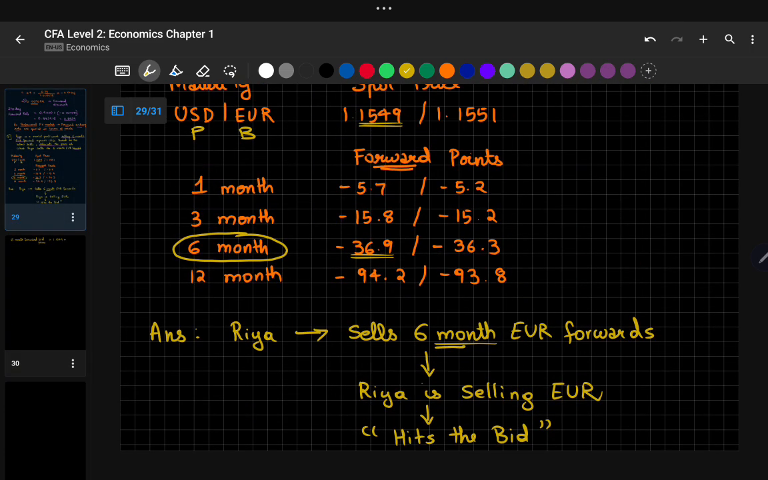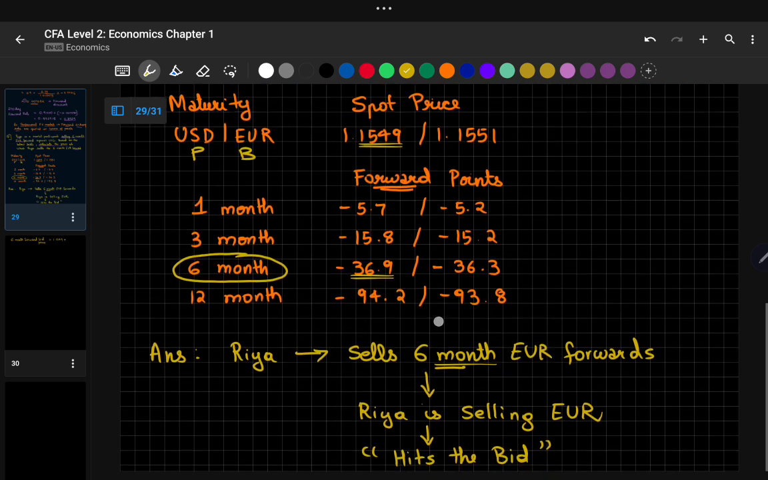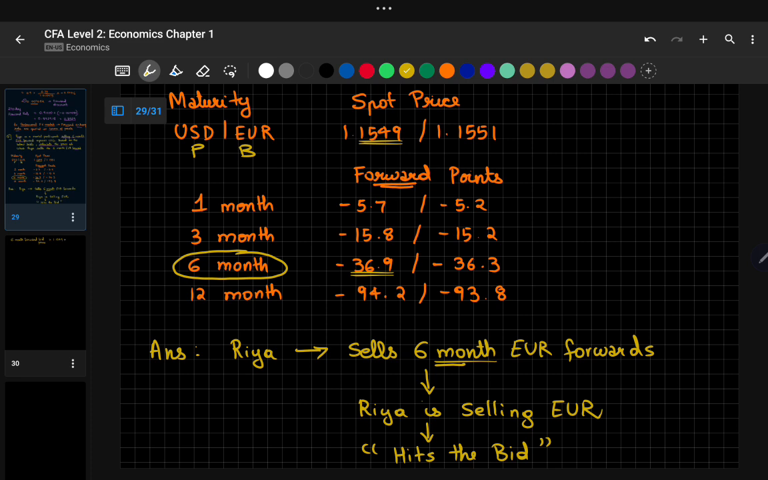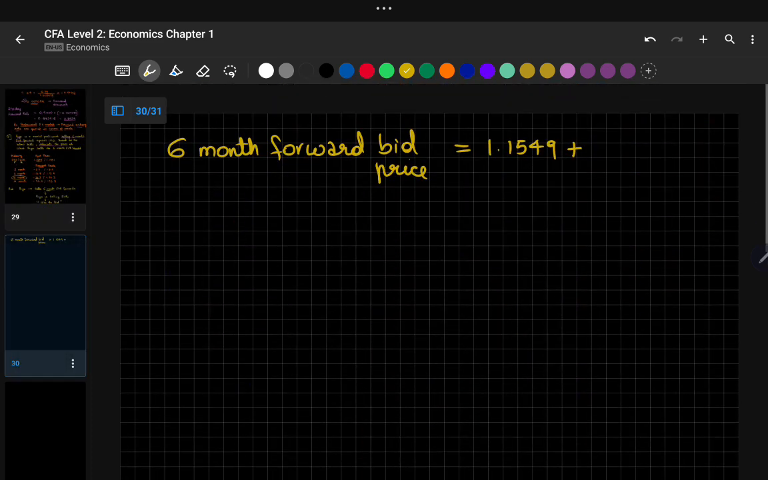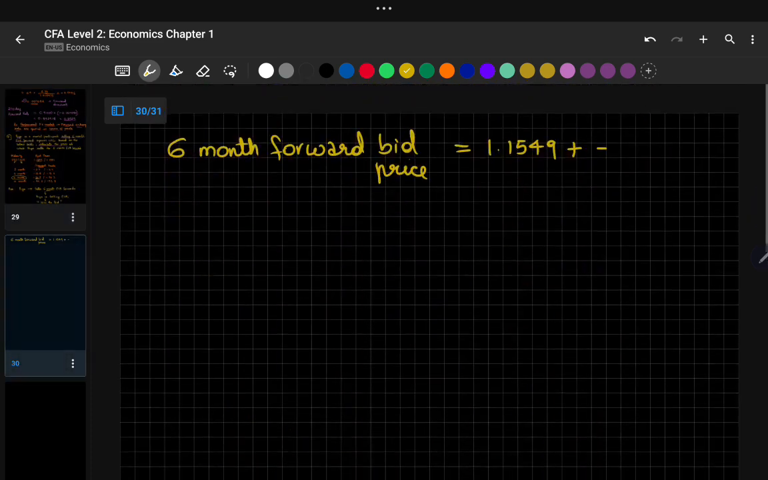Here the forward point given is actually in the form of pips. Since most currency pairs have 4 decimal places, to convert the pips back to decimal points, first I'll take the 6-month forward point, that is minus 36.9, the bid price. Now I have to convert it back to decimal format, so I would be dividing it by 10,000.